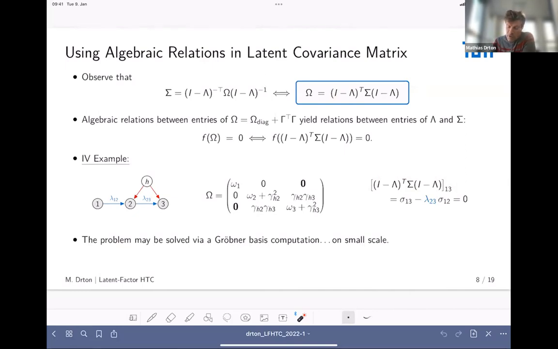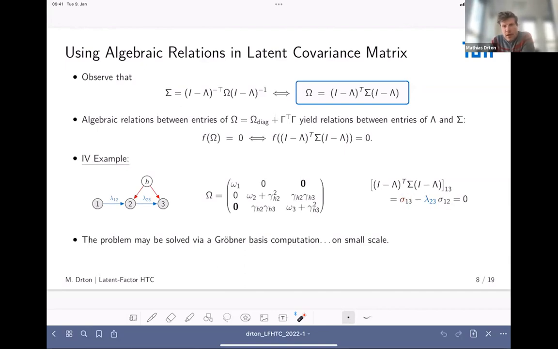But then if I look at what this actually is, this is simply sigma 1, 3 minus lambda 2, 3 sigma 1, 2. Okay. So this is a linear equation that immediately gives me this instrumental variables estimator that comes from the ratio of sigma 1, 3 and sigma 1, 2.